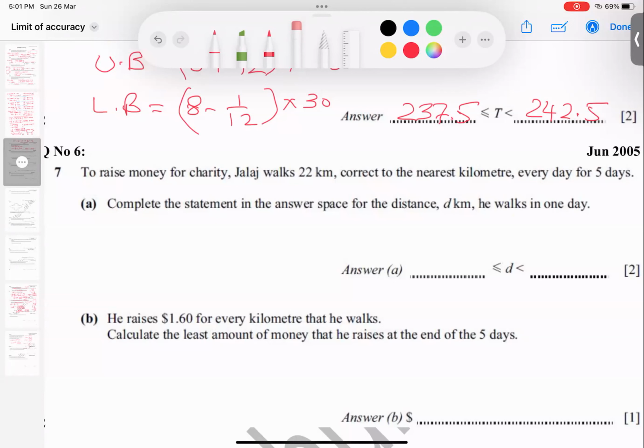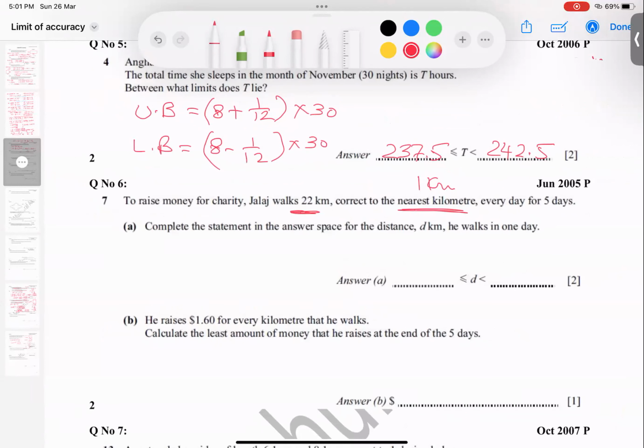I'm starting now to raise money for charity. J walks a distance of 22 kilometers, correct to the nearest kilometer. It means 1 kilometer. So absolute error I can find so easily: 1 kilometer divided by 2. So I can say here plus and minus half a kilometer. I believe this point is clear.